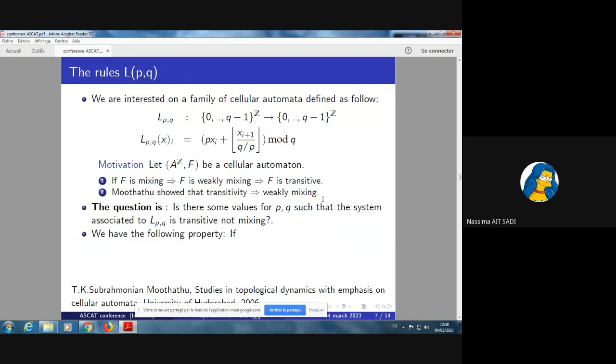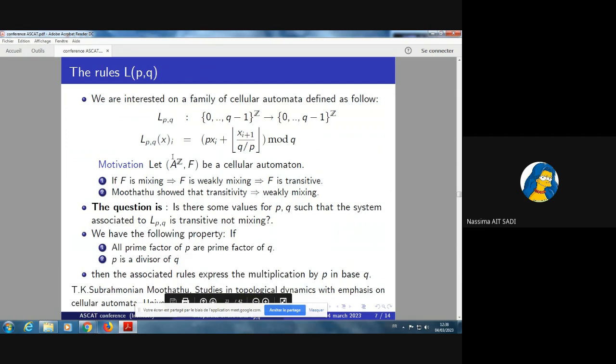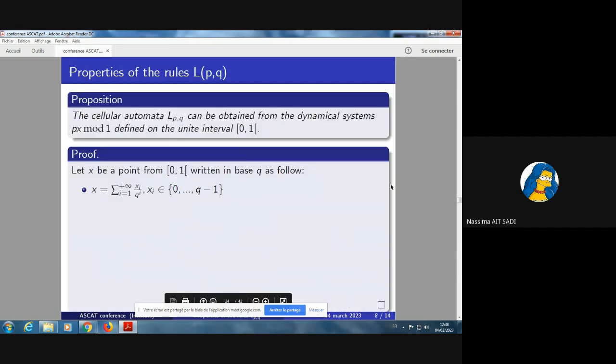The first property is that if all prime factors of P are prime factors of Q and P is a divisor of Q, then the associated rules express the multiplication by P in base Q. We give a first proposition that says that the cellular automata LPQ are obtained from the dynamical system px mod 1 defined on the unit interval.